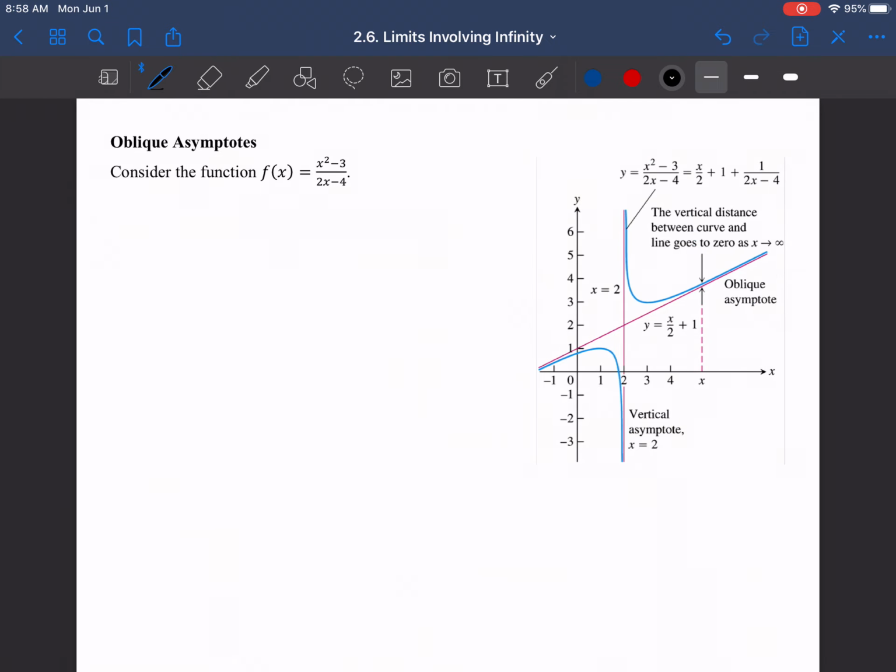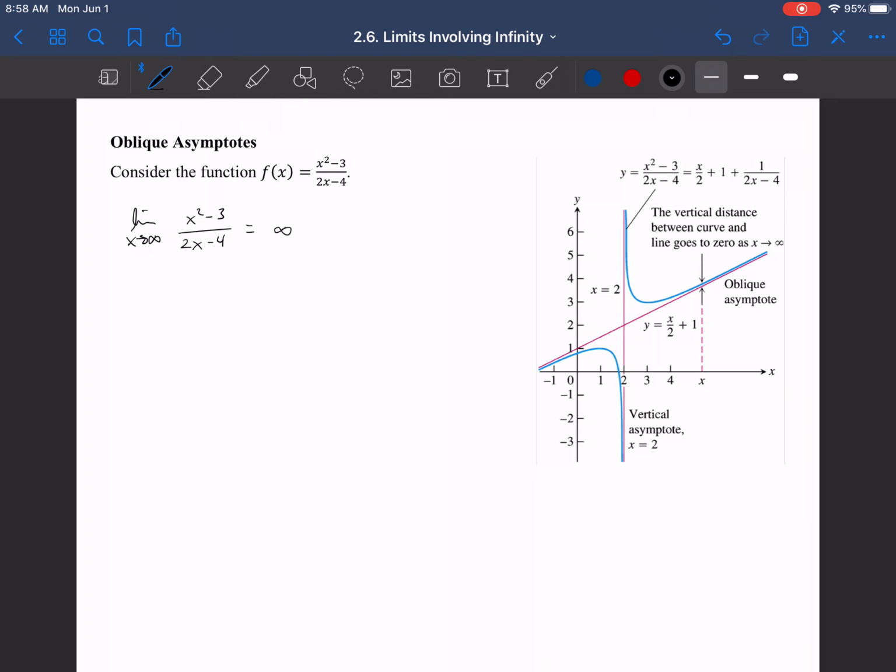All right, next, oblique asymptotes. So consider the function f of x equals (x squared minus 3) over (2x minus 4). Here, we can take the limit as x goes to infinity of (x squared minus 3) over (2x minus 4). And when we take that limit, it goes to infinity because our numerator is greater than our denominator, and therefore it's going to blow up very fast.